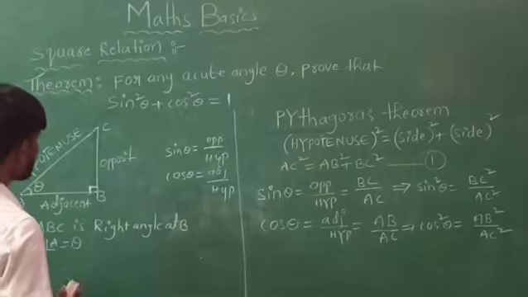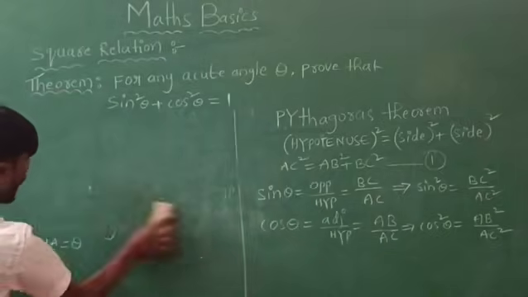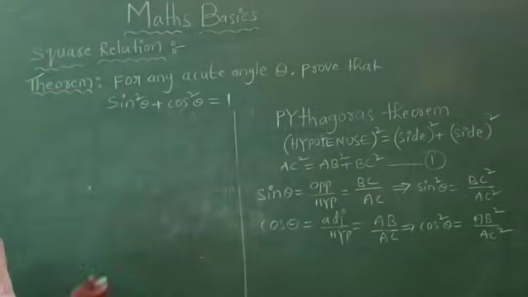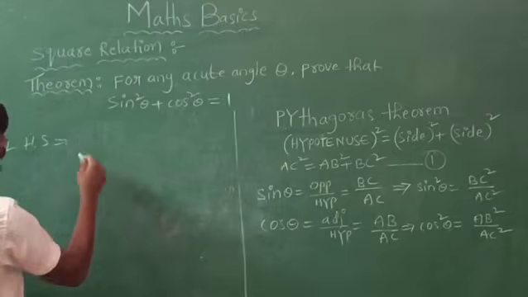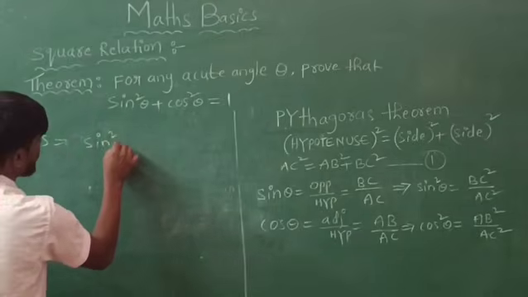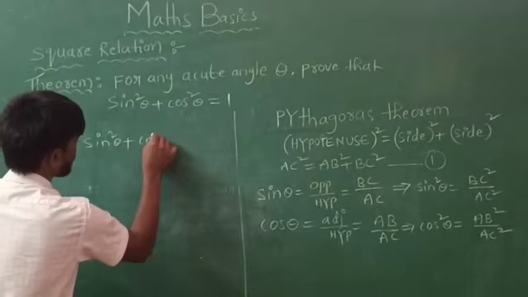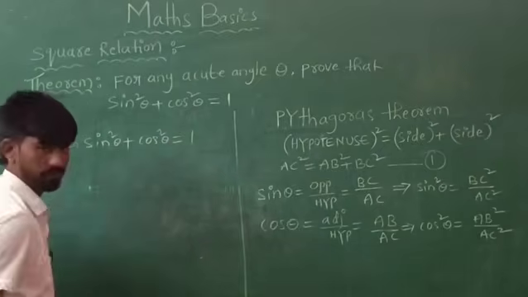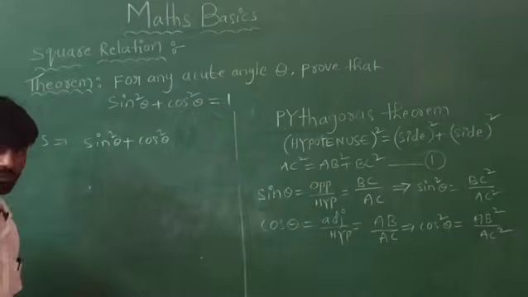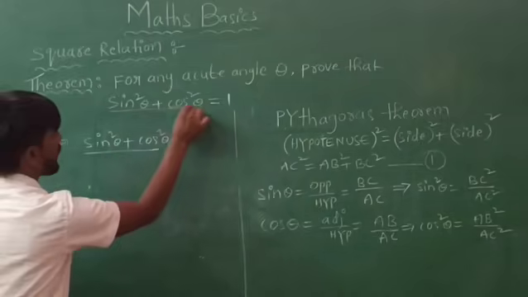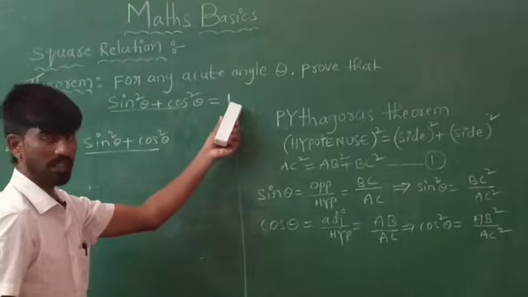Now I am going to work on the LHS, the left hand side. Here sin²θ plus cos²θ is equal to 1. I am taking the left side only. The left side is this value, and this side is called the right side.